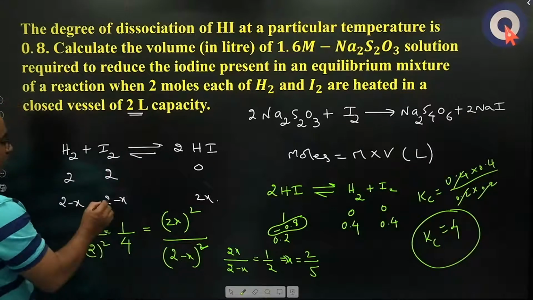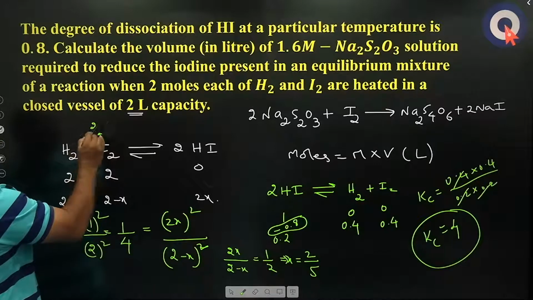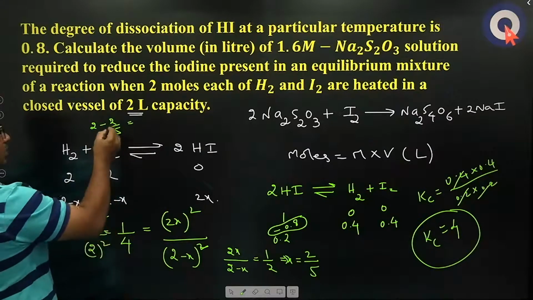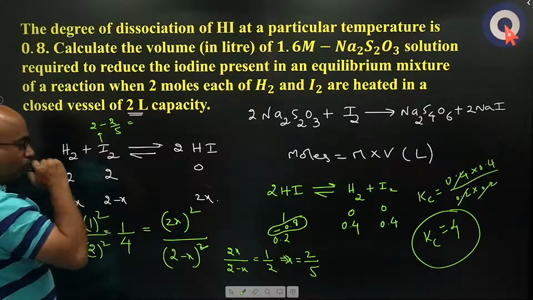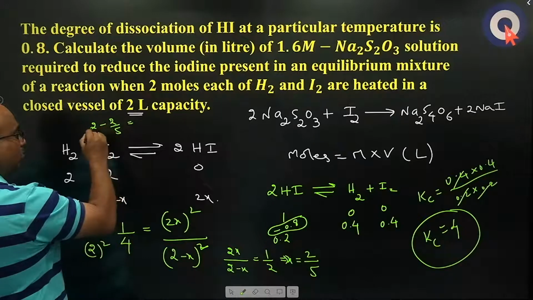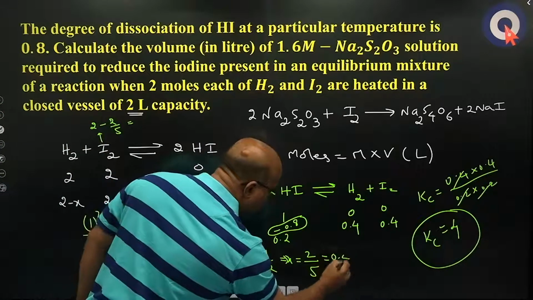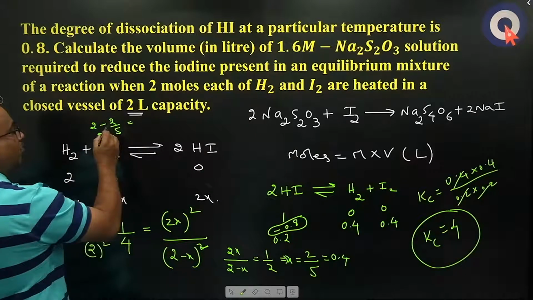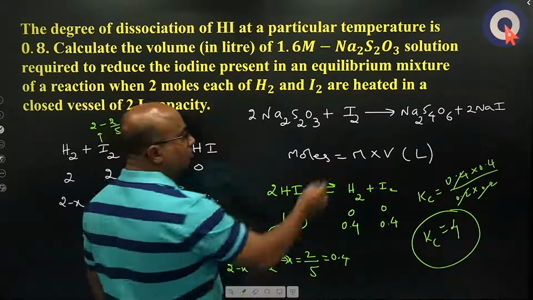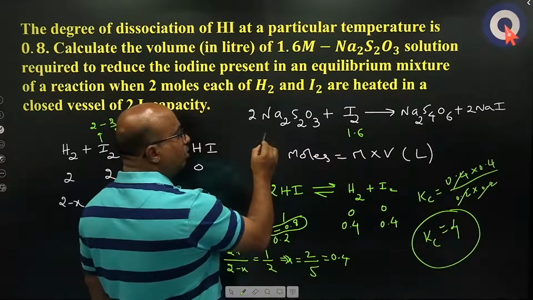So if the x value is 2 by 5, how many moles of iodine exist? 2 minus 2 by 5. That's nothing but 2 minus 0.4, so it is 1.6. So when you have 1.6 moles of iodine, how many moles of sodium thiosulfate have to be consumed? 2 into 1.6.